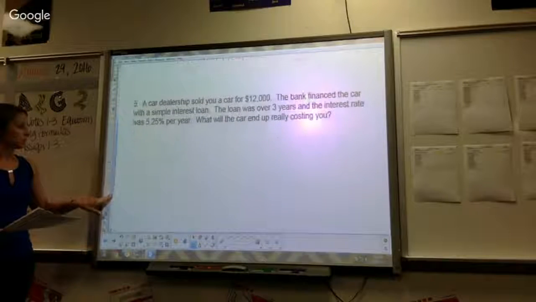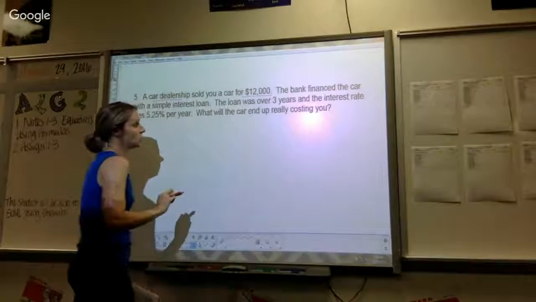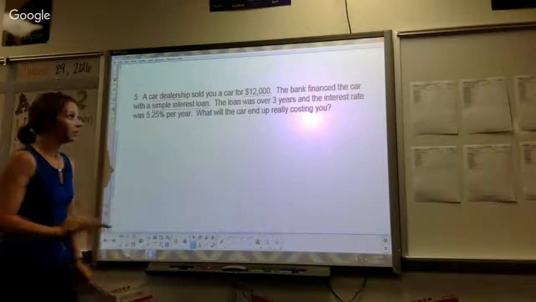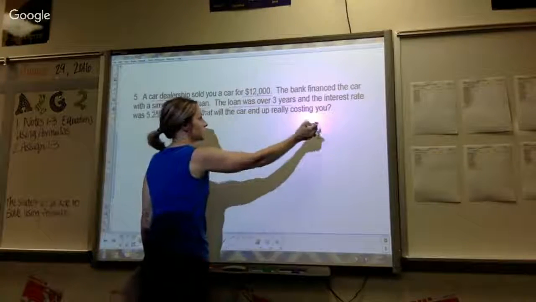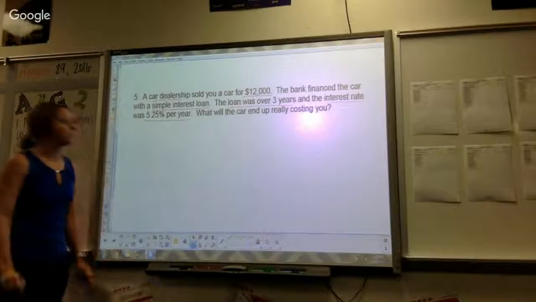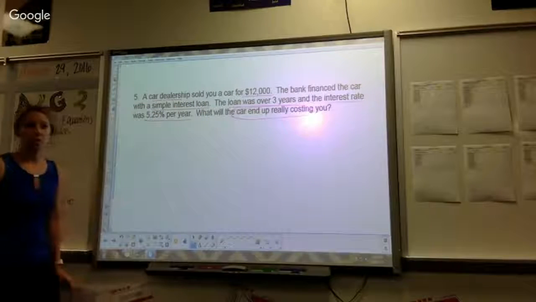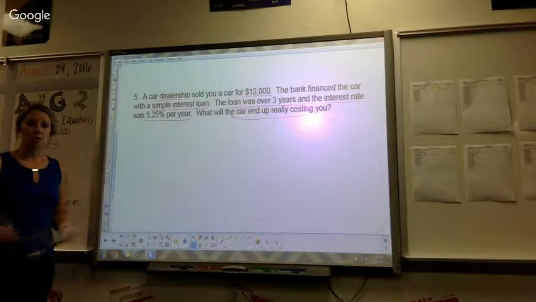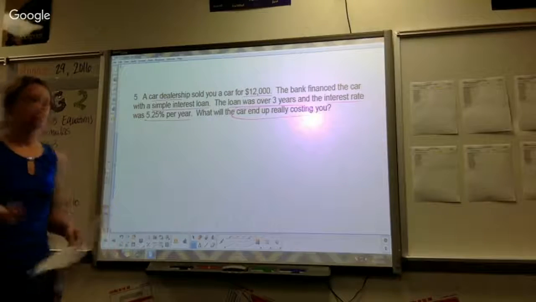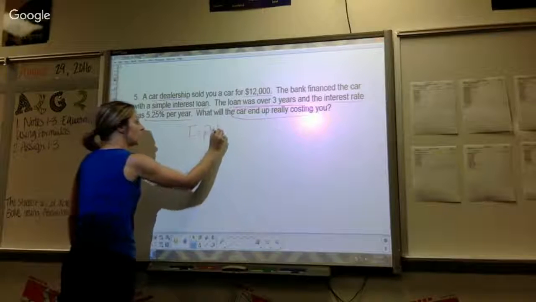Okay, last word problem. A car dealership sold you a car for $12,000. The bank financed the car with a simple interest loan. The loan was over 3 years, and the interest rate was 5.25% per year. What will the car end up really costing you is what you're trying to find. On your formula chart, if you look at the very bottom, there's a simple interest loan formula. So if you look at that, it's I equals PRT.